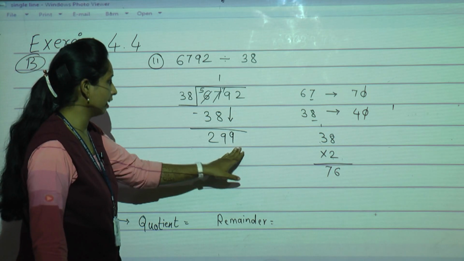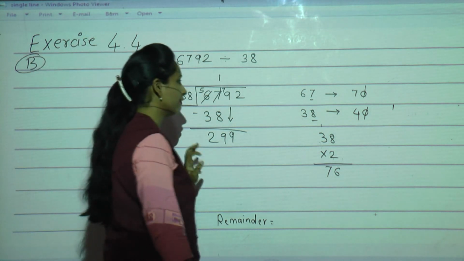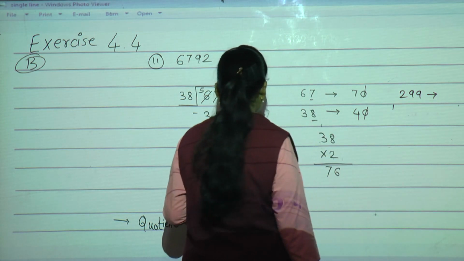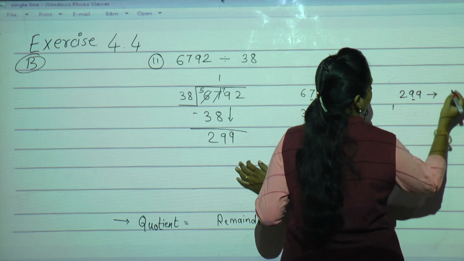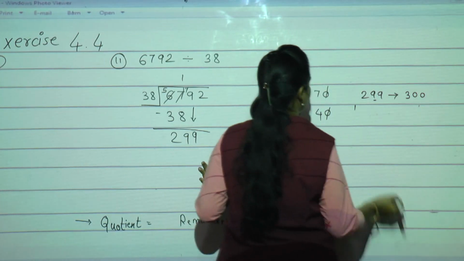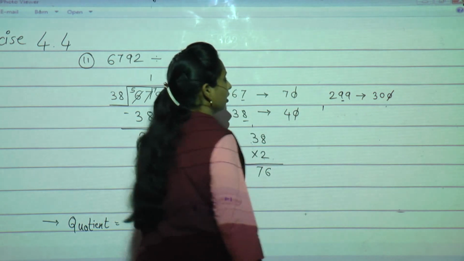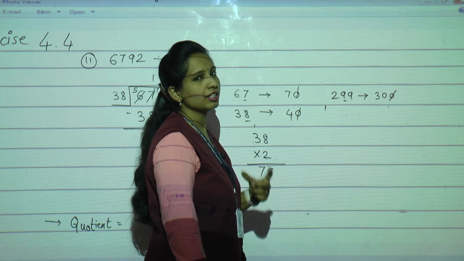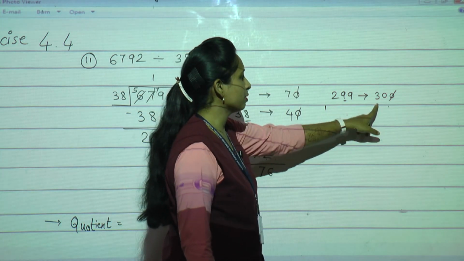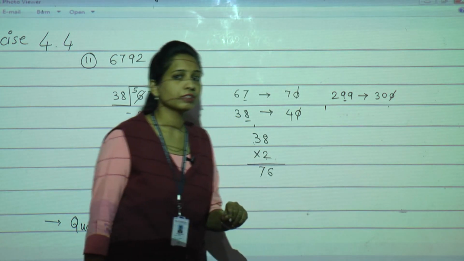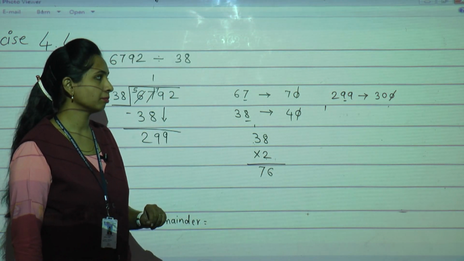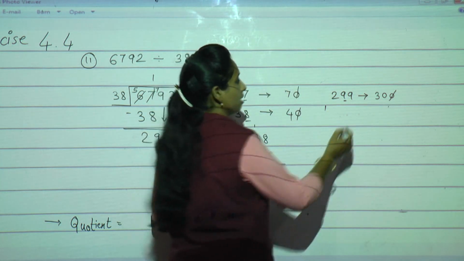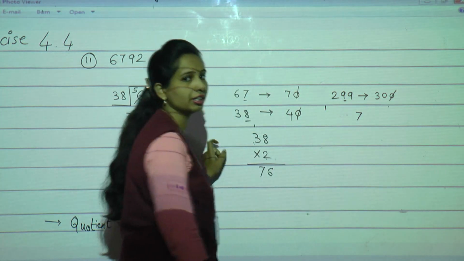Now 299 and 38. Now we will find the estimate quotient by rounding these numbers. Okay. Now 9 is there, so 300, and here 38 is 40. When I cross out 0 and 0, what will remain? 4 and 30. What is the estimate quotient? How many times does 4 go into 30? Near about? Yes, tell me. 7. 4 7s are 28, so roughly the quotient is 7.